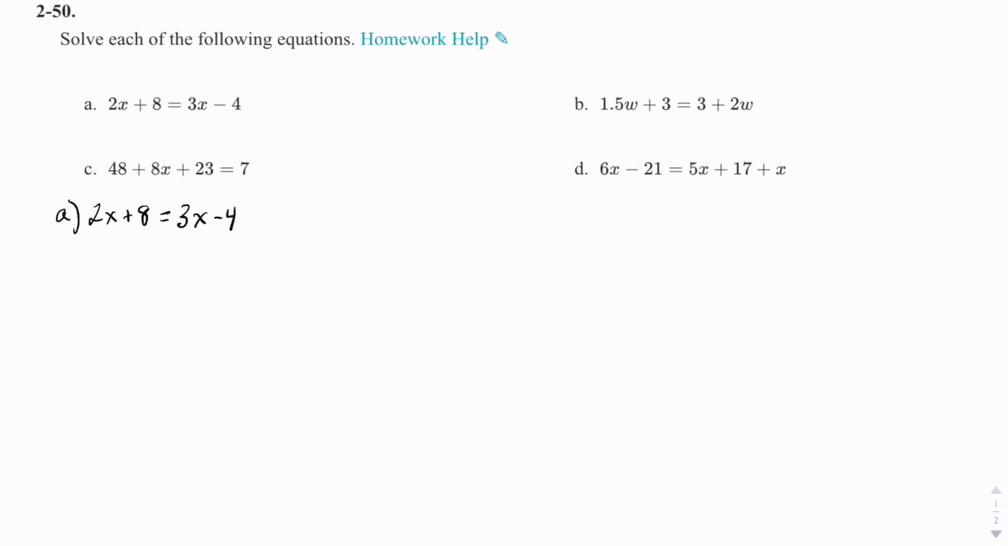And I'll first subtract 2x from both sides. Again, I could have subtracted 3x from both sides, but then I would have ended up with a negative value for x, and people tend to make more mistakes when we get negative. So I'm going to subtract those.